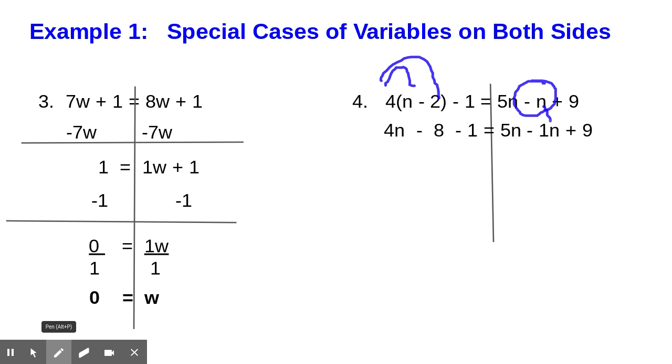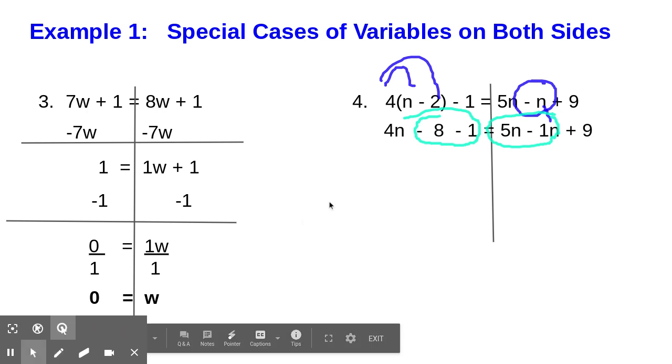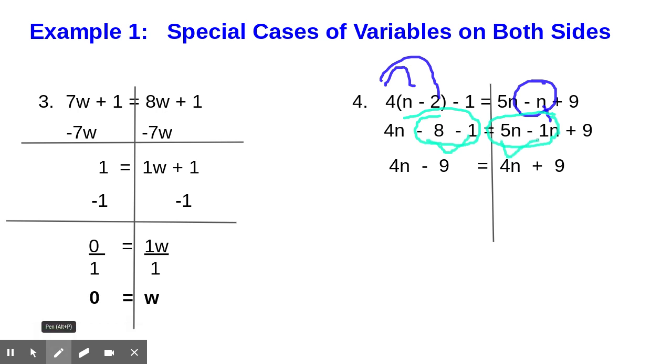Okay. So then on my left side, I do have some terms that I'm allowed to combine. I'm allowed to combine my -8 and a -1 on my left, and on my right, I can combine my variable terms, the 5n minus 1n. So what are we left with? So my -8 and -1 was -9, and 5n minus 1n was 4n.